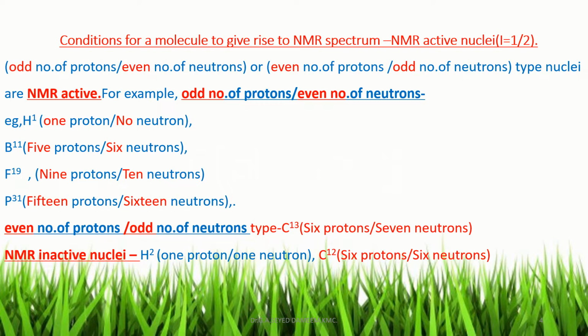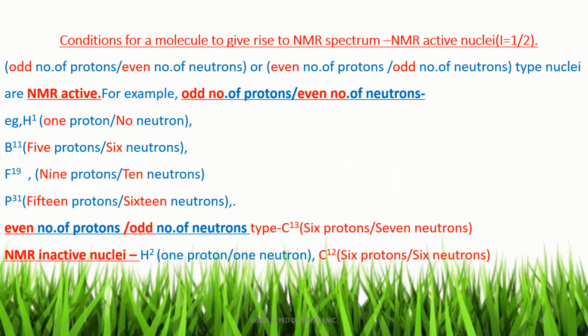All these nuclei are NMR active. These are the various examples for NMR active nuclei: H1, B11, fluorine 19, phosphorus 31, C13. But a nucleus with odd and odd, that is odd number of protons with odd number of neutrons, is NMR inactive. Similarly, even number of protons with even number of neutrons is also NMR inactive.